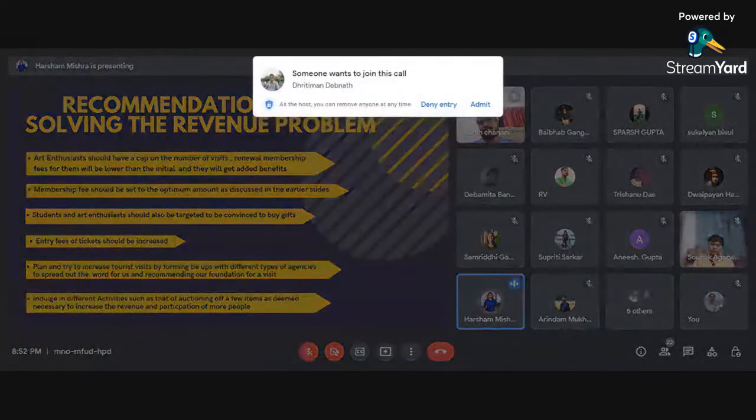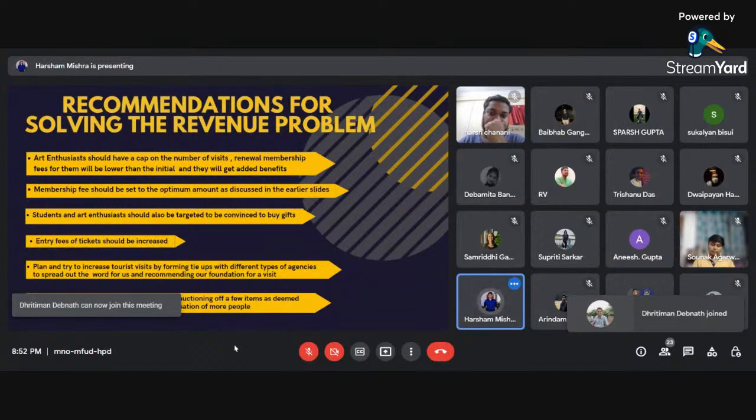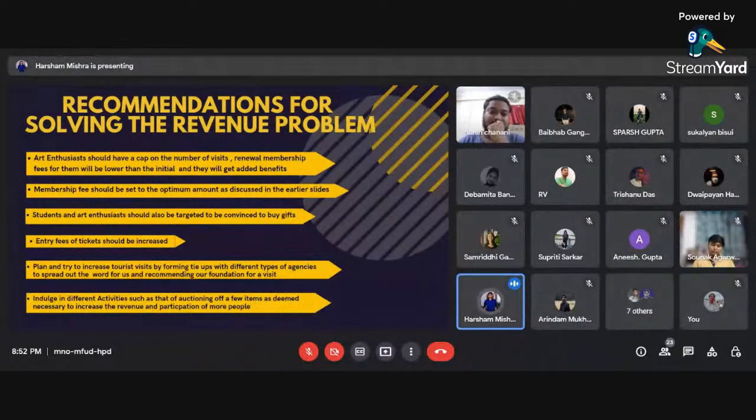As the visits are increasing, the maintenance costs are also increasing. And even for 10 visits, the tourists would have generated a revenue of rupees 300 as compared to rupees 180 by members. Also, the membership fees should be set to the optimum amount as discussed in the earlier slides. Students and art enthusiasts should also be targeted and convinced to buy gifts. We know that a comparatively lower percentage of this target audience tends to buy gifts, but even if 10 to 20% of them are convinced to do so, it will add a boost to our revenue.